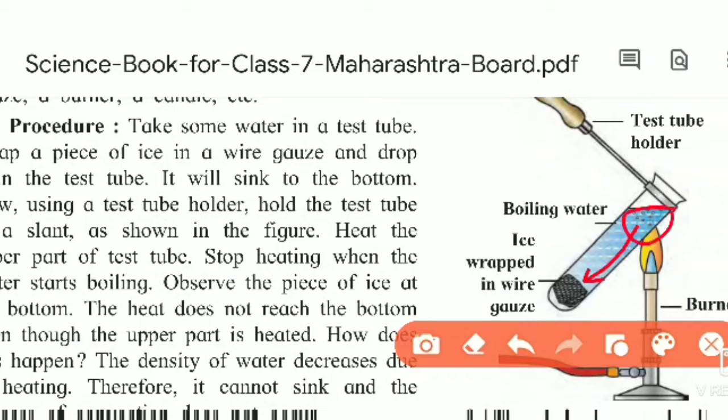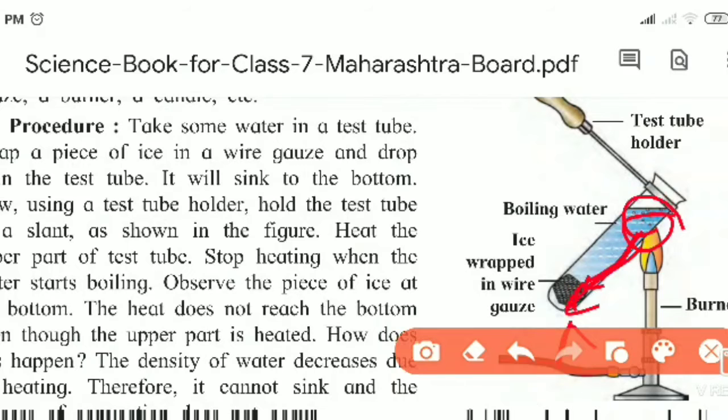We are providing heat here, but when we provide heat here, all the water gets hot. But when we provide heat at the upper part, the heat does not come down. Okay, why does this happen? The density of water decreases. So why this happens, we will see.